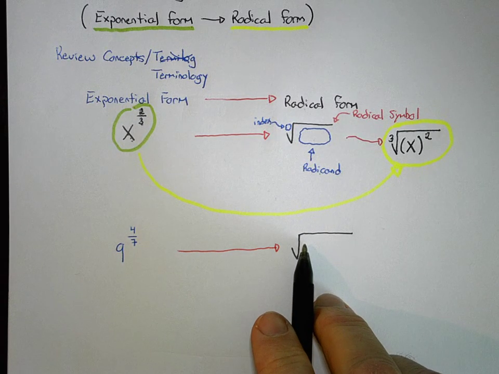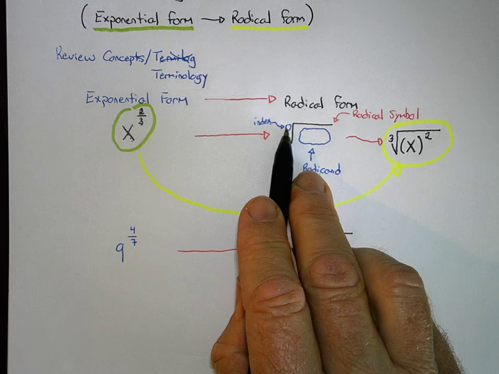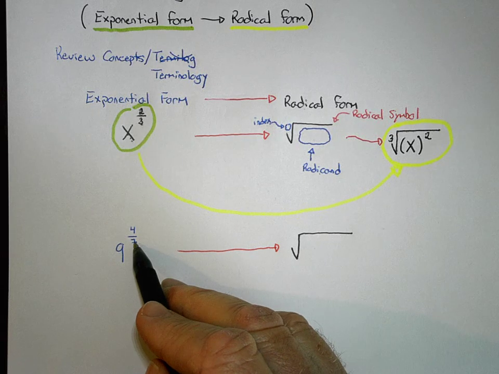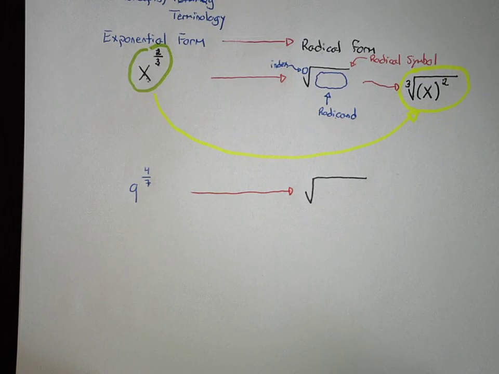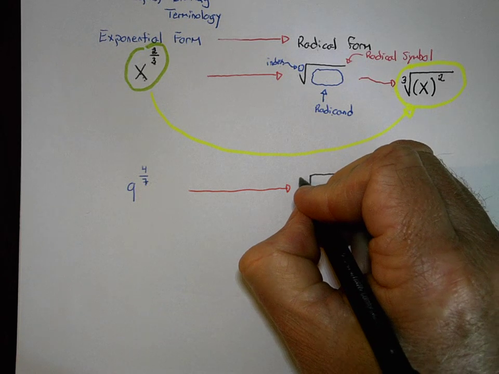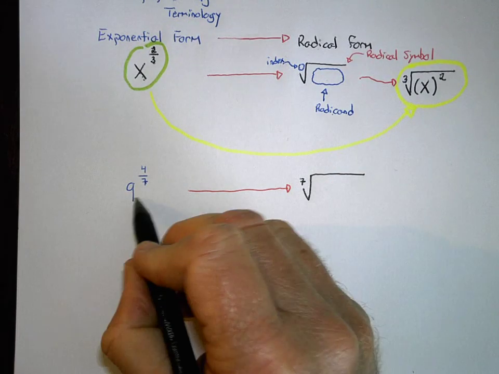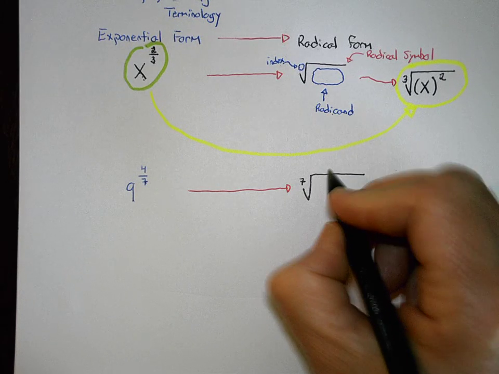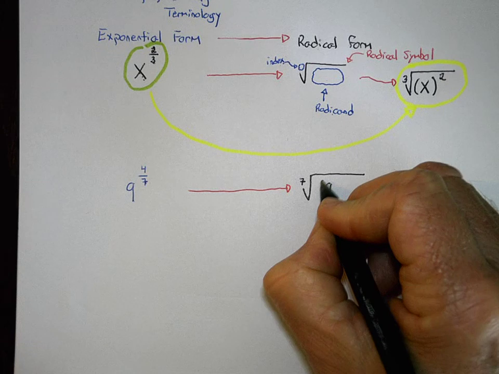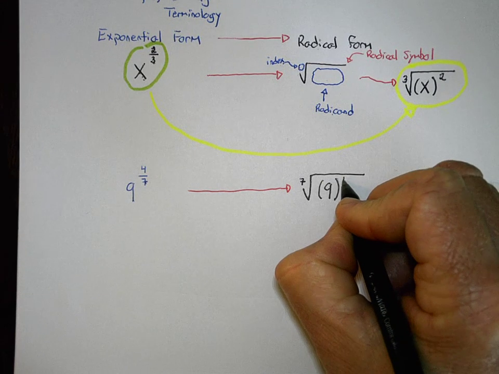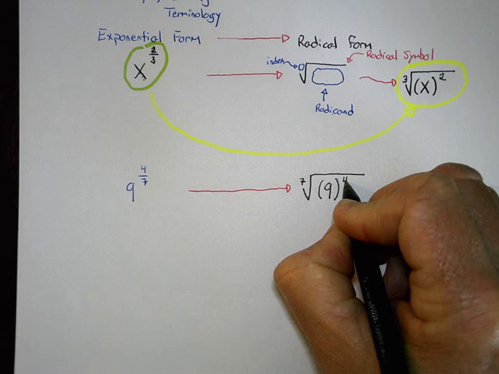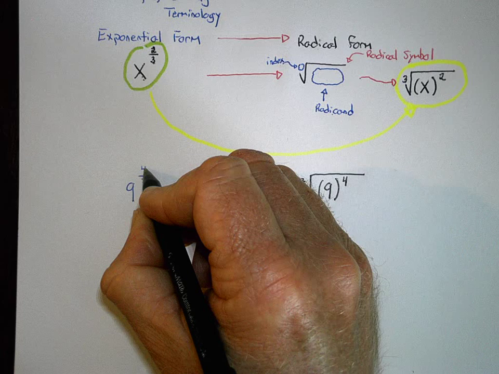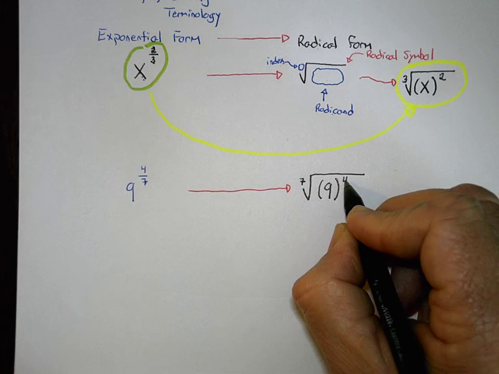And then remember, what we're going to do is fill in the index. The index is going to be whatever number is in the denominator of your exponent. So since I have a 7 in the denominator of my exponent, that tells me that the index in radical form is going to be a 7. Whatever the base is of your exponent form, which in this example is a 9, that becomes your radicand. So your radicand would be a 9, and then it would be to the power of 4. The reason it's to the power of 4 is because the exponent form's numerator is 4, so that becomes the exponent for the radicand.